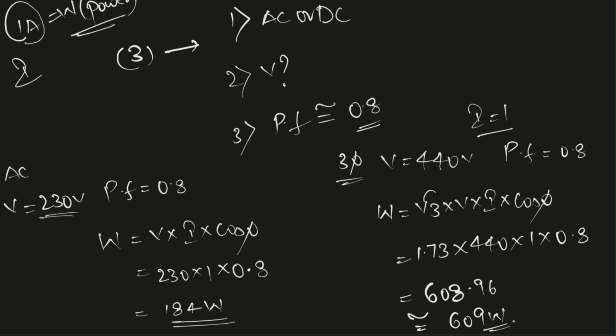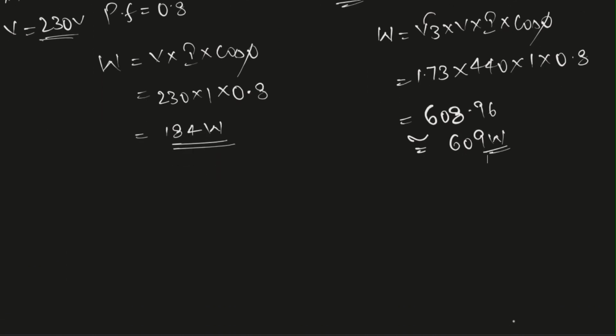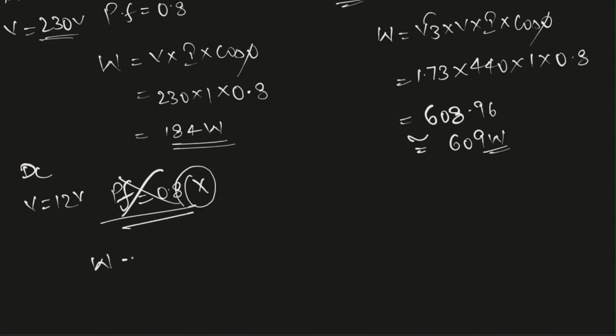I hope you have understood. Sometimes the interviewer might try to trick you because you'll be in a tense mode. He might say your voltage is 12 volts and it's a DC supply and your power factor is 0.8. Then you have to tell him that DC does not have a power factor. So just substitute the formula, wattage equals V into I. This is in the case of DC, right? So there is no power factor. Then it is simple, 12 into 1 and your wattage is 12 watts.